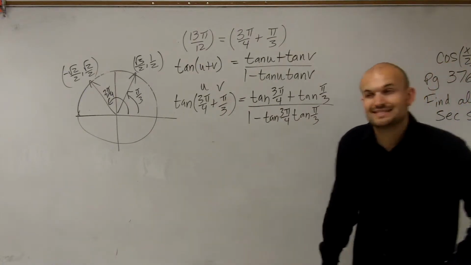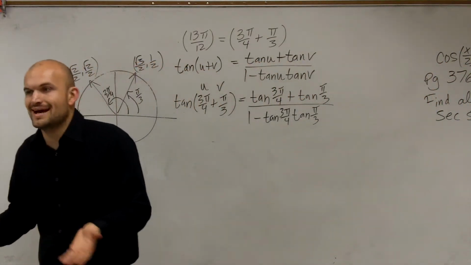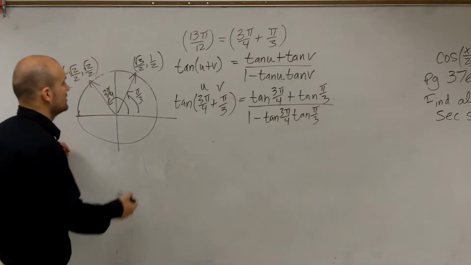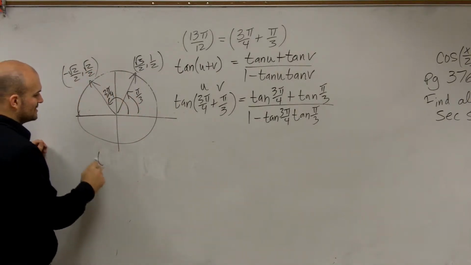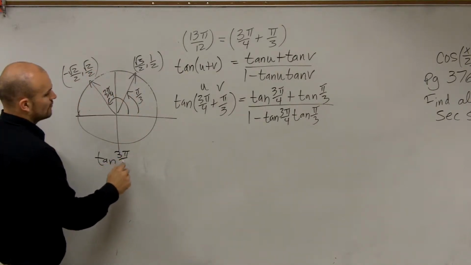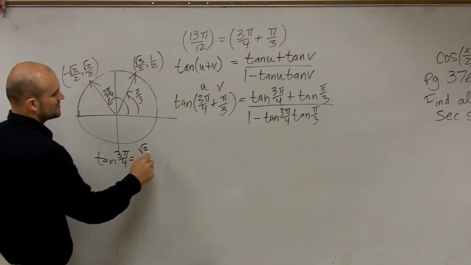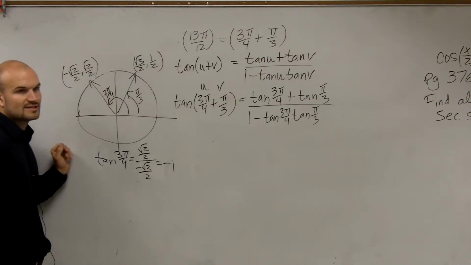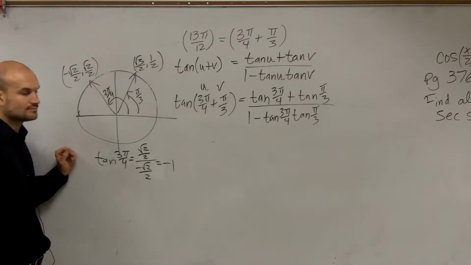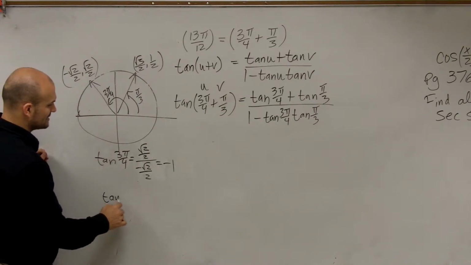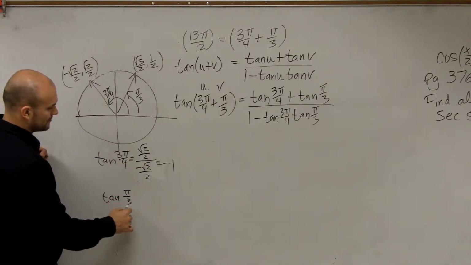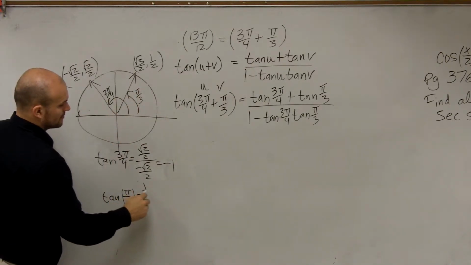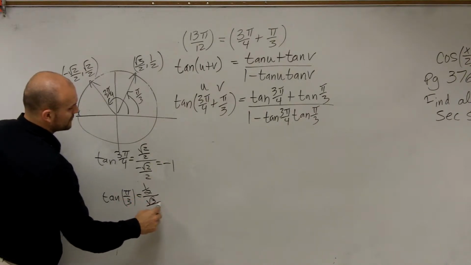Now remember, ladies and gentlemen, sine and cosine were your y and x coordinates, but tangent is your y coordinate over your x coordinate. So if I take the tangent of 3 pi over 4, that's going to equal square root of 2 over 2 divided by negative square root of 2 over 2, which ends up equaling negative 1. Then what about the tangent of pi over 3? That's going to be the y over x.